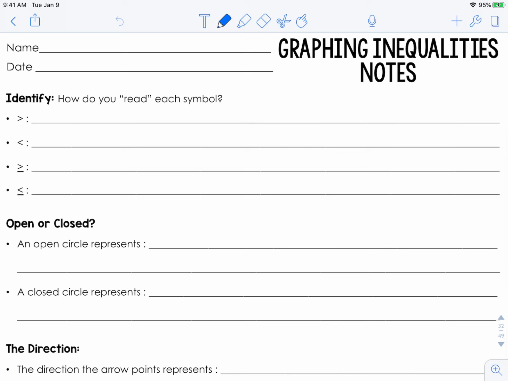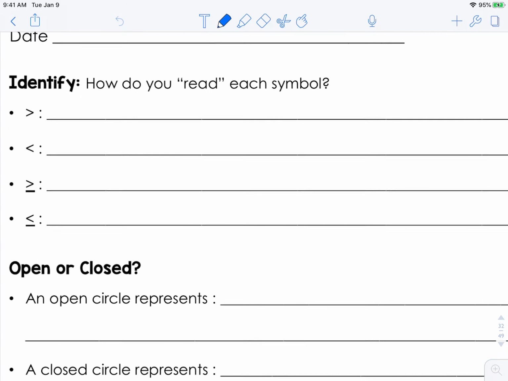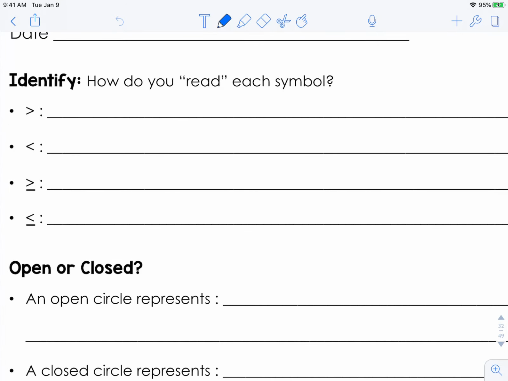We're going to talk about graphing inequalities. We're going to first start with each symbol, and it's important to understand how you read each symbol. The way you read it will help you determine which way you graph a given inequality. So this inequality here is read as greater than.